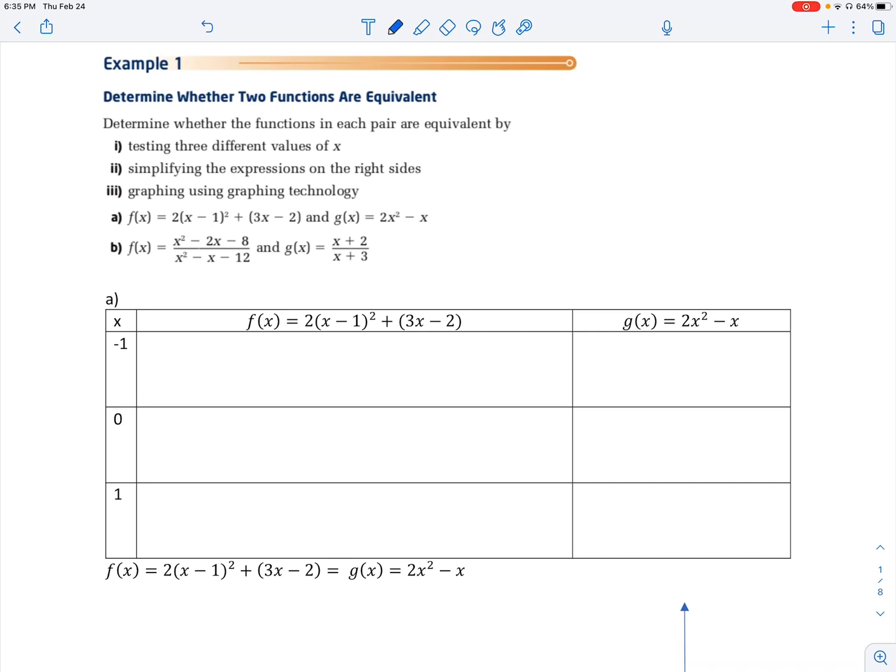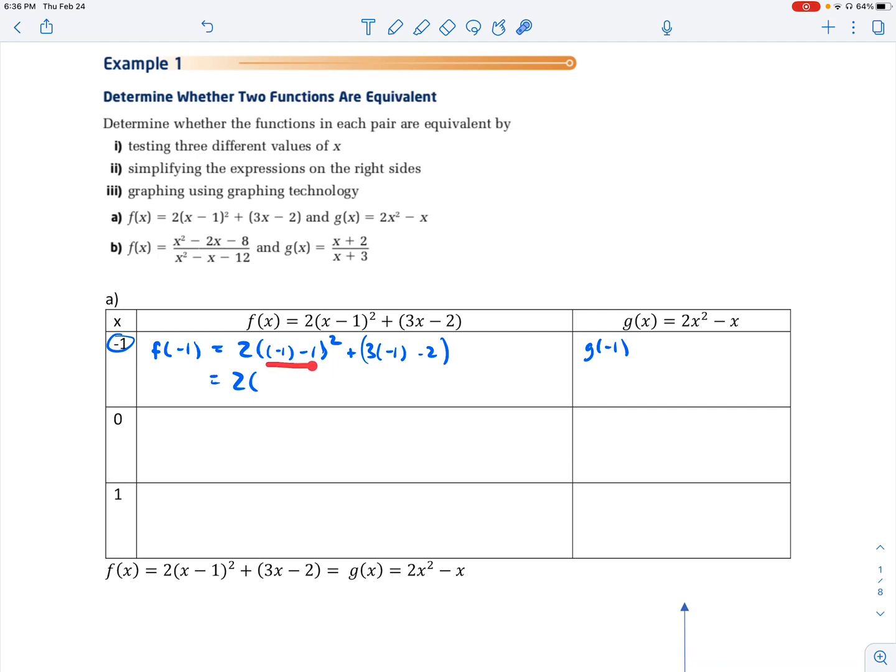Okay, let's get this one started. So I'm going to substitute -1 into my f of x function. So basically I'm going to calculate f of -1. Once I'm done calculating that, I'm going to calculate g of -1, and see if they're the same. So here it goes, f of -1. We have 2 times (-1 minus 1) squared plus, that's in a bracket, 3 times -1 minus 2. Okay, and close that up.